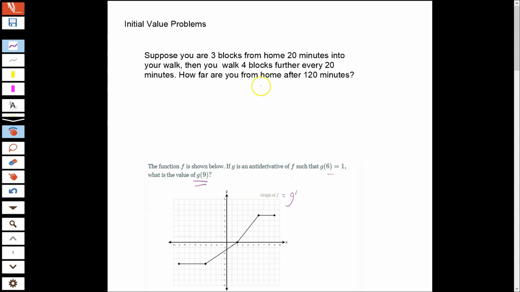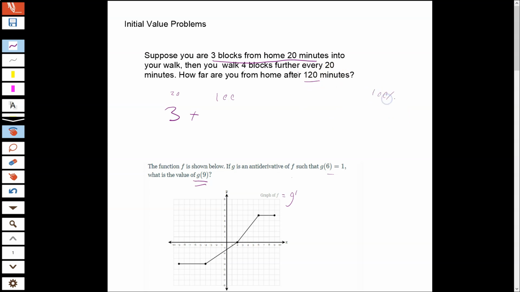I want to divide this up into 2 pieces is how I want to tackle this, because it's going to relate to how we tackle this problem down here. So we are going to start with 3 blocks, 20 minutes into your walk. So 3 blocks from home plus, so this is my first 20 minutes. I need to account for the remaining 100 minutes. So I know the distance I traveled in the first 20 minutes. I want to know how far I am 120 minutes into my walk, so I have 100 more minutes to account for. So 4 blocks further every 20 minutes.